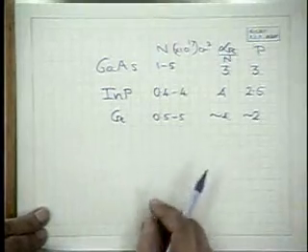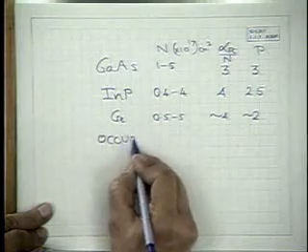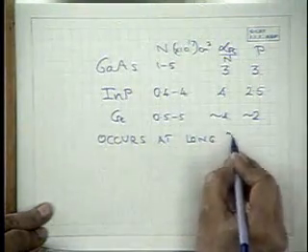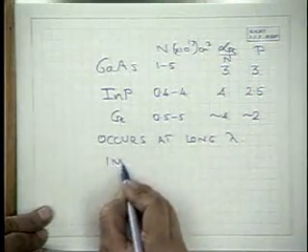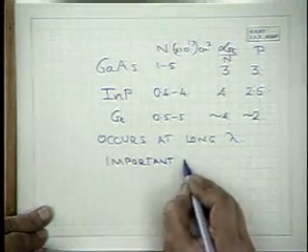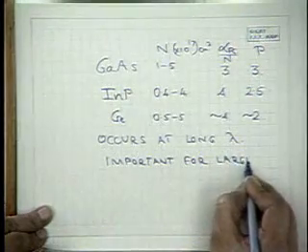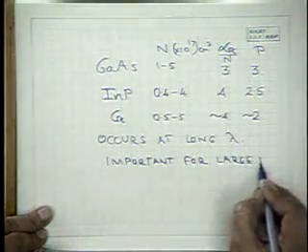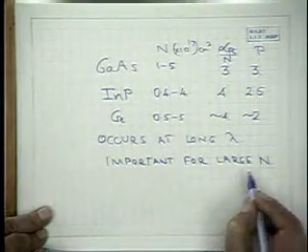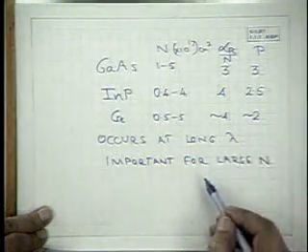So to sum up, free carrier absorption occurs mostly at long wavelengths, and it is important again for rather heavily doped semiconductors for large values of N. So again, in lasers, when you have very heavy doping, free carrier absorption may be undesirable, and we would like to eliminate or reduce this.